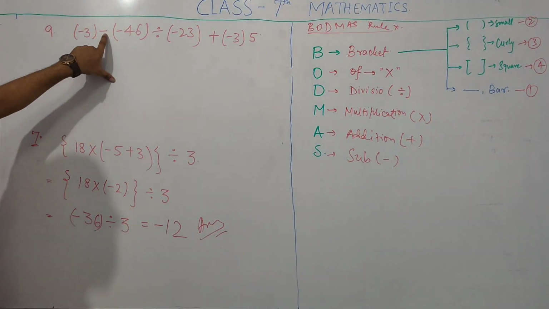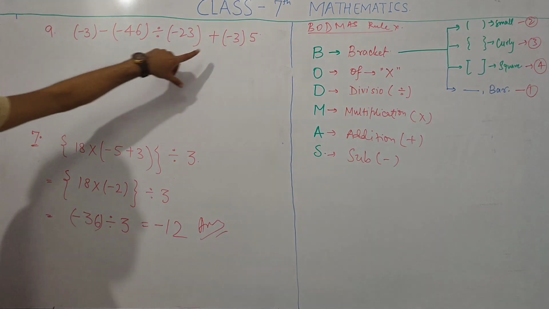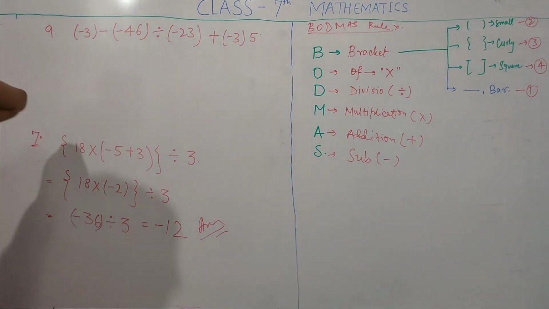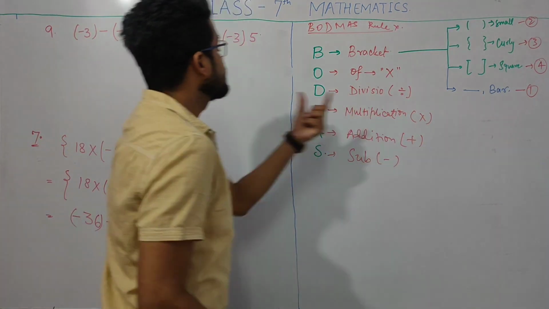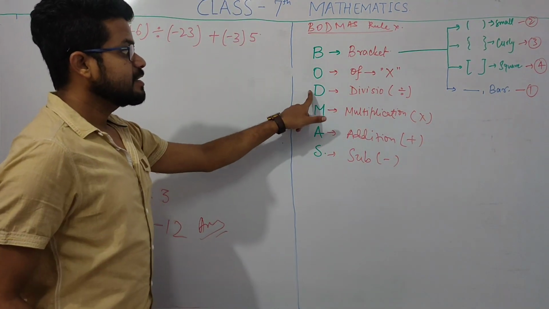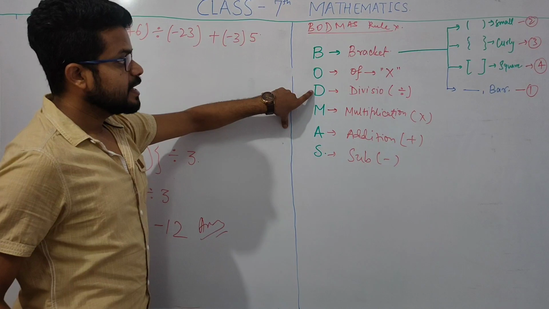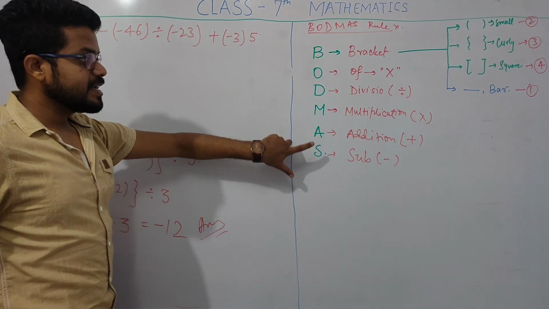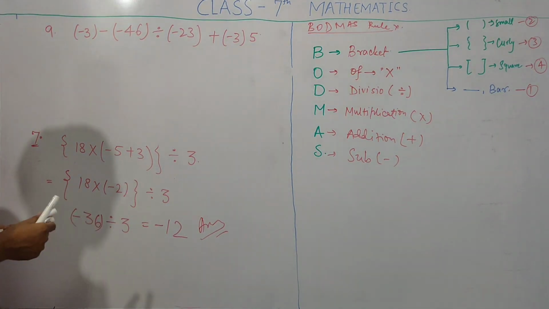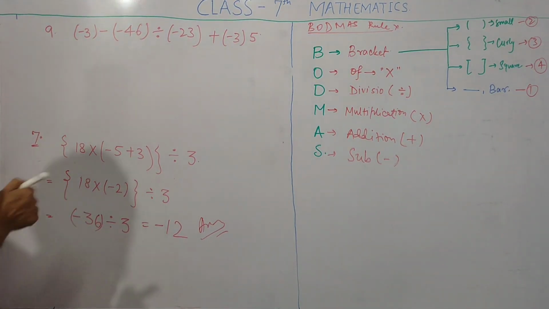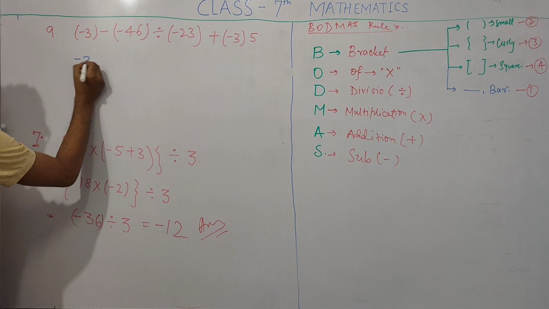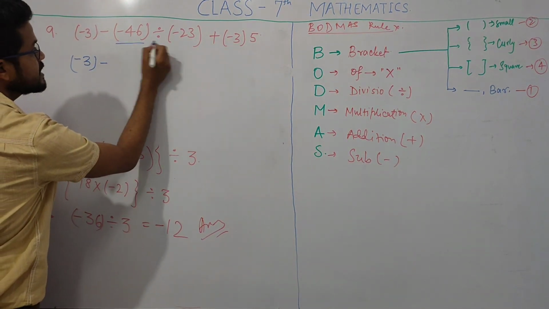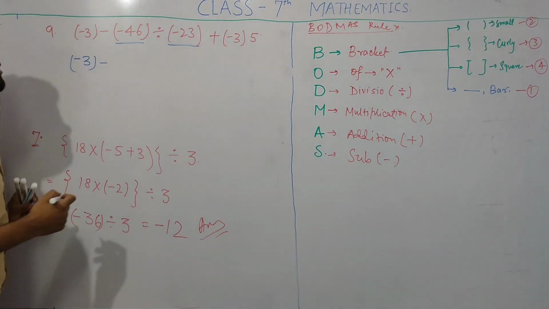There is a sign minus, division and plus. So firstly we perform a division, because in the BODMAS rule first is division, then multiplication, then addition, then subtraction. So I do here firstly a division. So this is minus 3, this is minus, so minus 46 divided by minus 23.